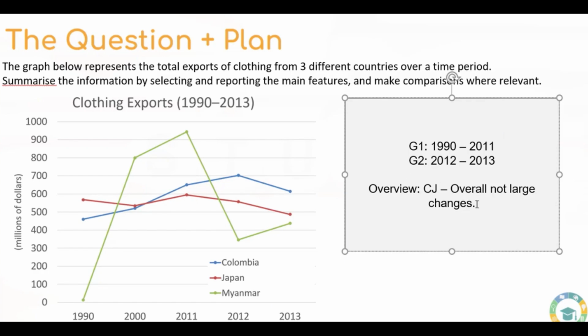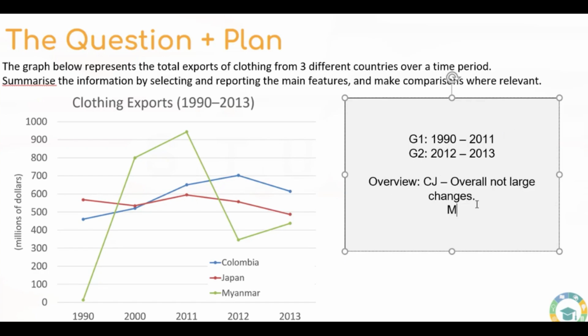And then we need to say something for Myanmar. So if I just add an M, and then I can say huge fluctuations in exports, because we can see from Myanmar they go to 0 all the way up to 800, then 950, then a huge downturn to 350. So there's a lot more differences in the exports from Myanmar in comparison to the other two countries.